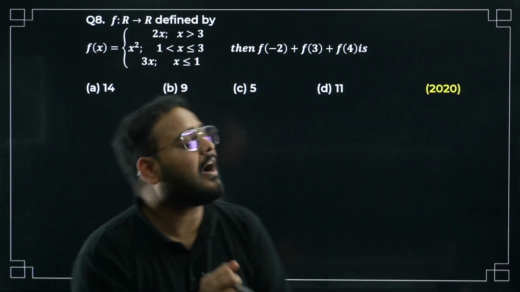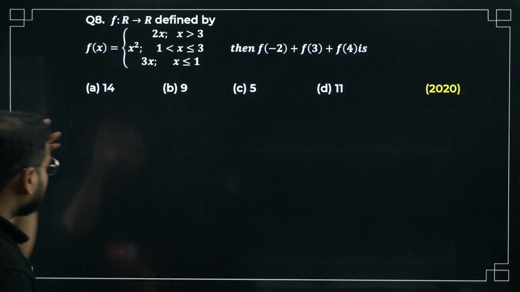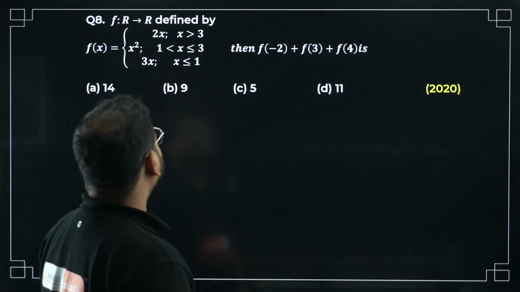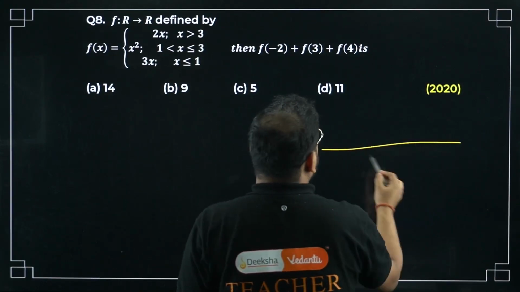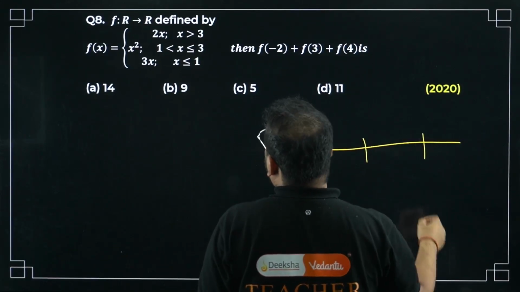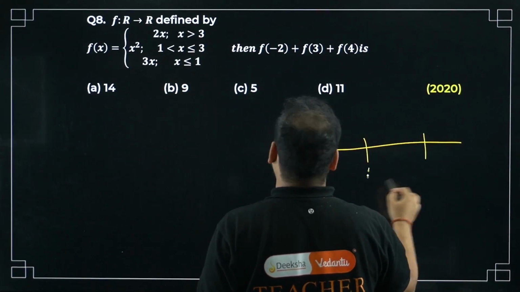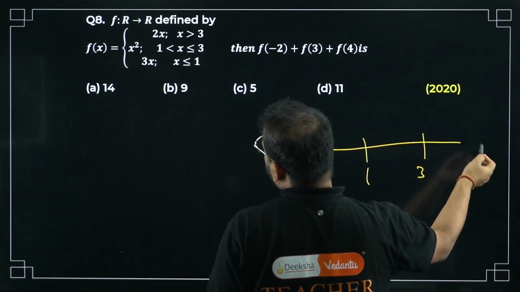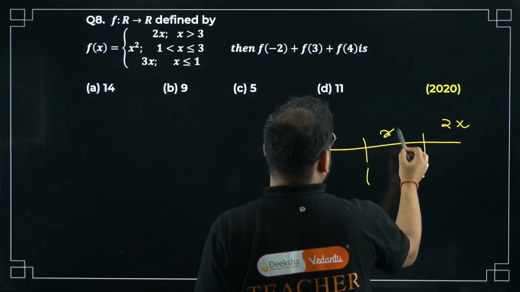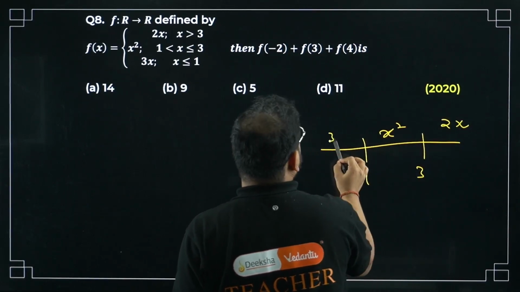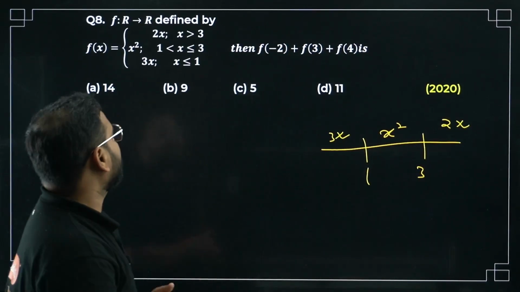Question number 8 now. The function is defined from R to R. There are 3 different functions given for the different values of x. I just take it on the graph for my sake. I have here, sir, 1, 3. After this, function given as 2x. Over here I have the function as x square. Here the function is 3x. Am I right? Yeah. Okay.